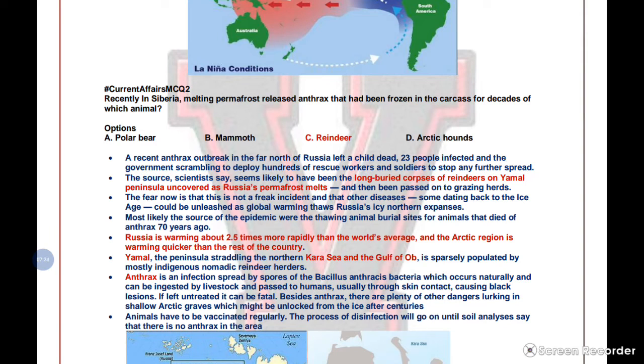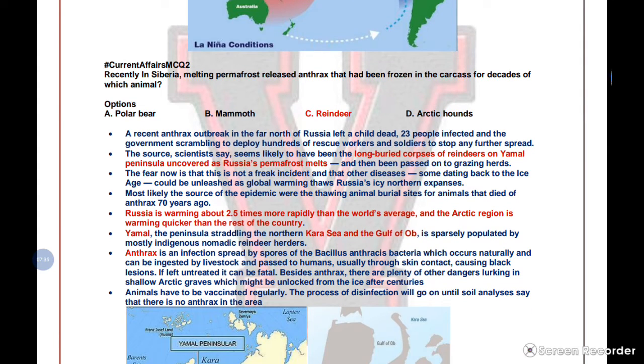So here is the location where the permafrost melting happened. Global warming is happening, ice is melting, and different things are happening. Here in the news, one place was the Yamal Peninsula. Here in red, if you see, long buried corpses of reindeer on the Yamal Peninsula were uncovered as Russia's permafrost melts.